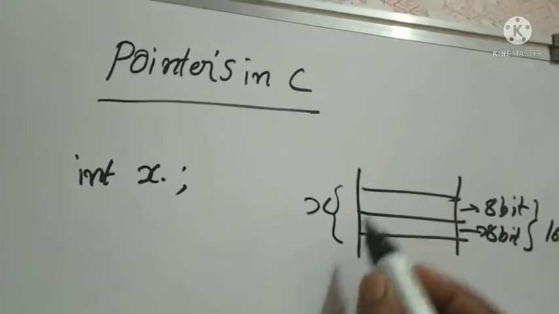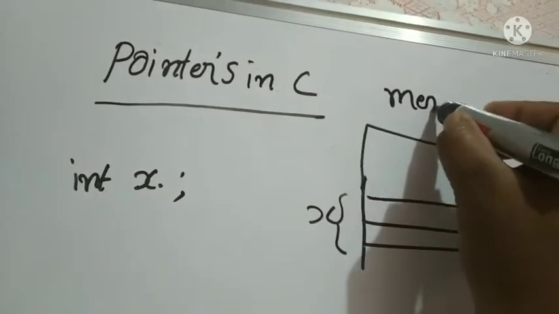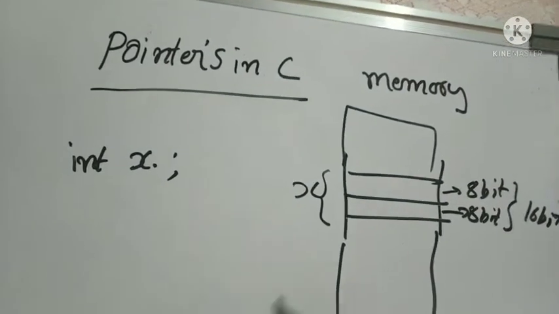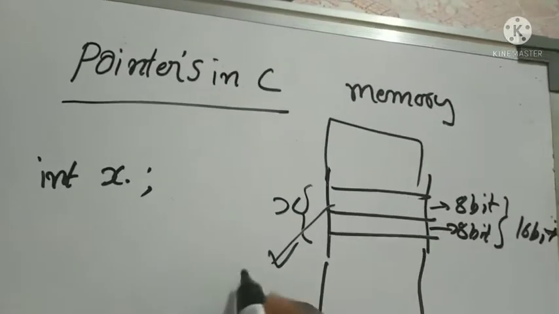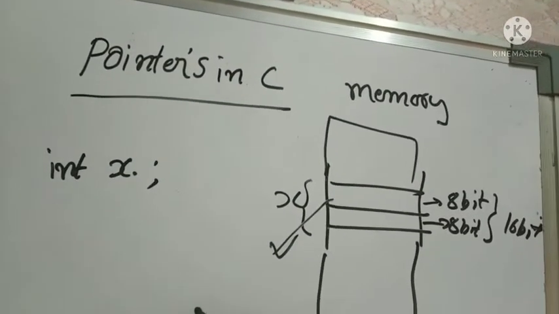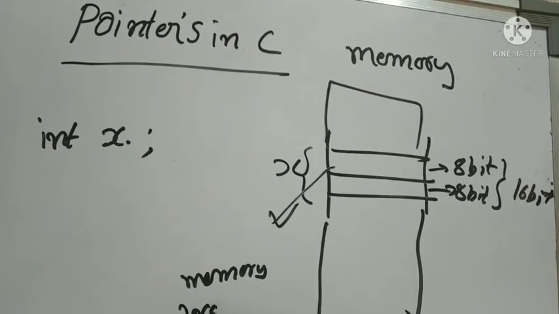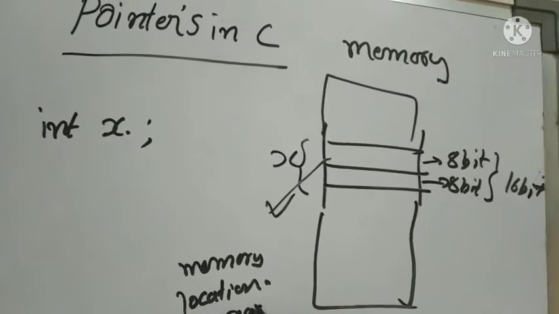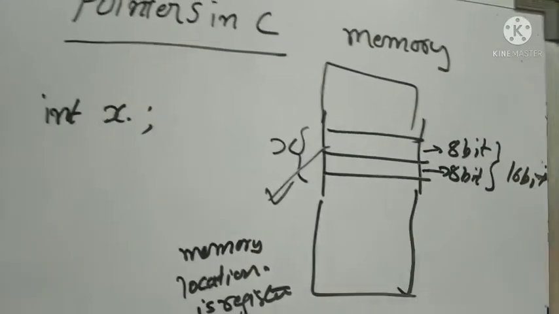So the place where it is stored, in our complete memory we have so many registers, right? Memory is a group of registers. Each register we call by the name of a memory location. What is a memory location? A memory location is nothing but a register in which our data is stored. So the memory location is the address of the registers.